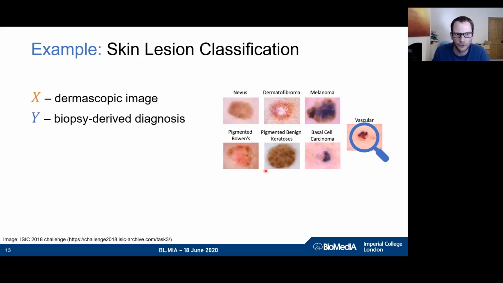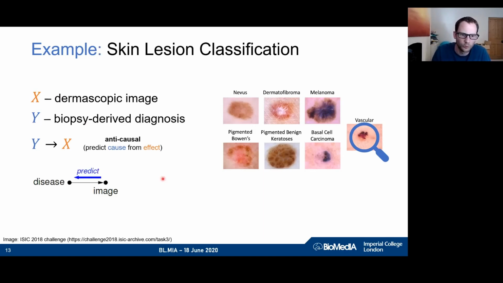Skin lesion classification, we would argue that we have an anti-causal relationship. Because you have an image, let's say a dermoscopic image, and maybe your ground truth or your label is as close as it can get to ground truth because it's a biopsy-derived diagnosis. So this would really be a good proxy for the true state of disease, right? And you could argue that the disease causes the image, right? So if you look at those images, they look like that because you either have a benign or malignant cancer. So you do try to predict now from image to disease, so basically in reverse to the causal relationship.